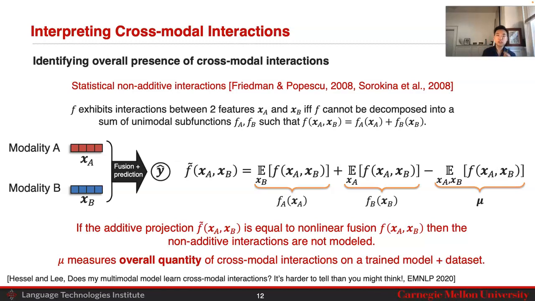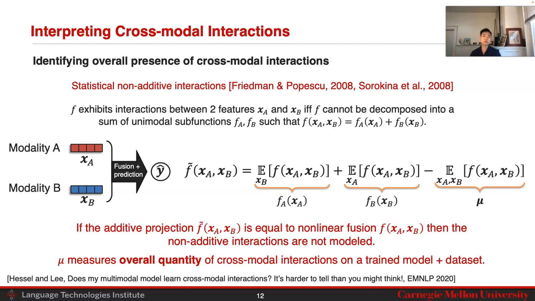This is a good sanity check for your models. You have trained a multimodal model. You can always try to decompose it into a sum of these best additive models and look at the residual. This gives you a sense of the overall quantity of the cross-modal interactions on a whole data set and a whole model.